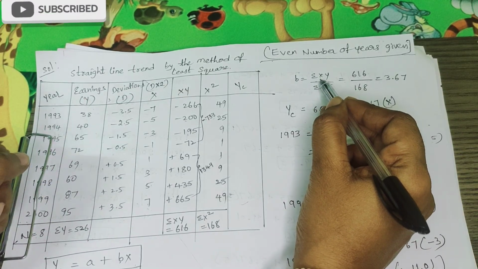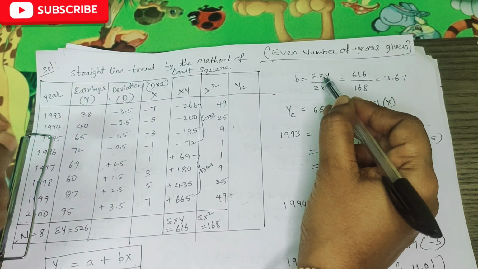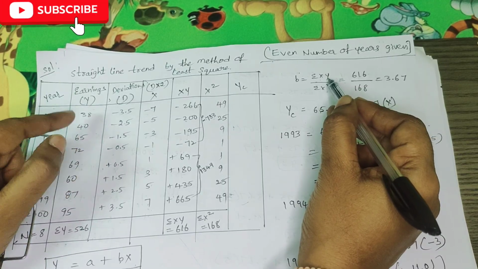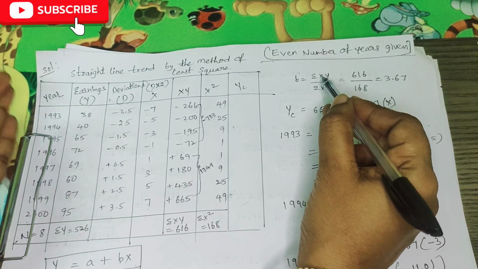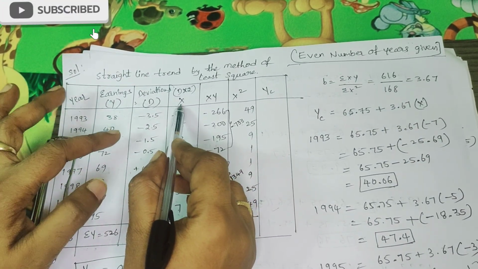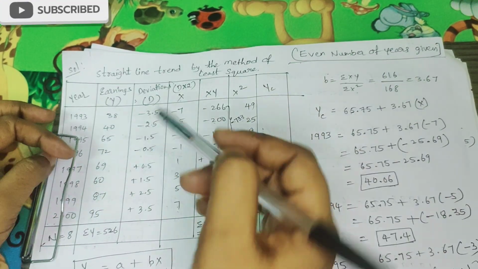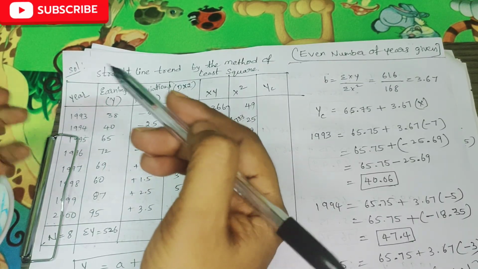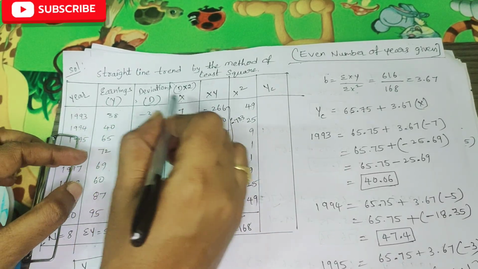If you know x values and y values, multiply both values, will get summation of xy. So already we know y because it is given in the problem itself, but x not given in the problem. So we need to find out x. How to find out x? Let's see. If you want to calculate x in the even number of years, even means 2, 4, 6, 8, 10. So this is the even number.